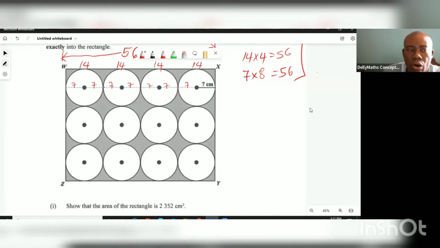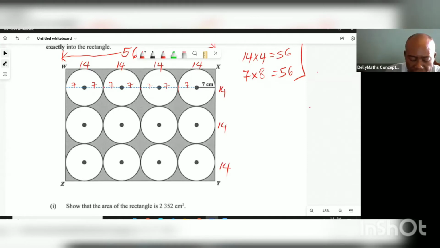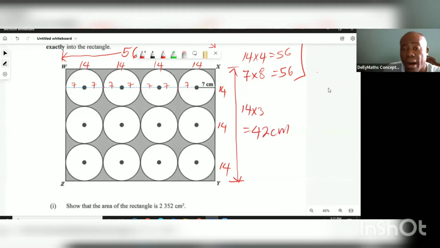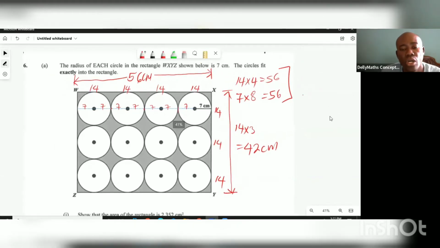Which means coming down, it's the same circle. So we would have had 14 here, and 14 there, and 14 there. So we would have had 14 times 3 this time, which is 42. So coming here, we're talking about 14 times 3, and that's 42 cm. So we're looking at 42 for the length, 42 by 56, or 56 by 42.